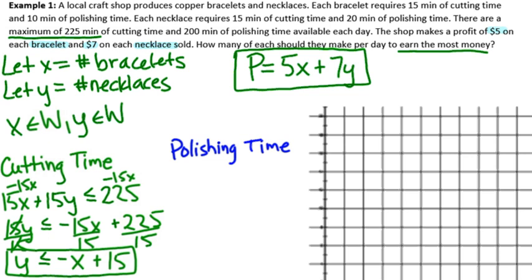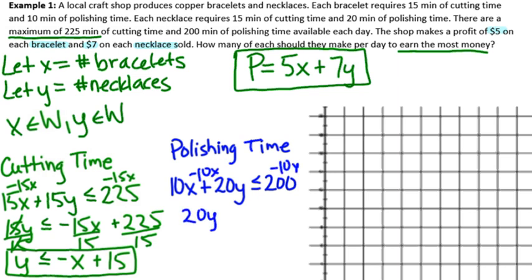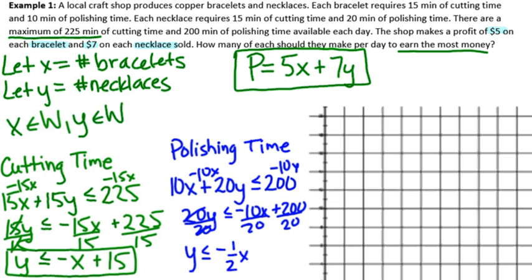Each bracelet needs 10 minutes of polishing time, so 10x. And each necklace needs 20 minutes of polishing time, so 20y. Must be less than or equal to 200, we can have no more than 200 minutes of polishing time each day. So we're limited to 200. Subtracting 10x: negative 10x plus 200, divided by 20. Y is less than or equal to negative 1/2 x plus 10.